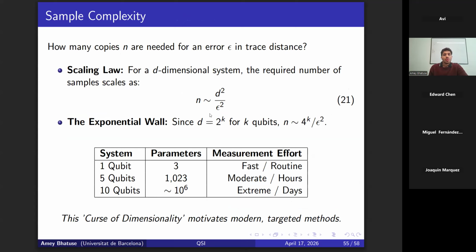So the scaling law, as we saw, is d squared. If we change n, the required number of copies actually scales with respect to the size d of the system. And we immediately face this exponential wall. So if we have 1 qubit, the parameters are 3, and for 10 qubits it is this number that we saw. So the cost of dimensionality is actually an area of research that is going on right now.